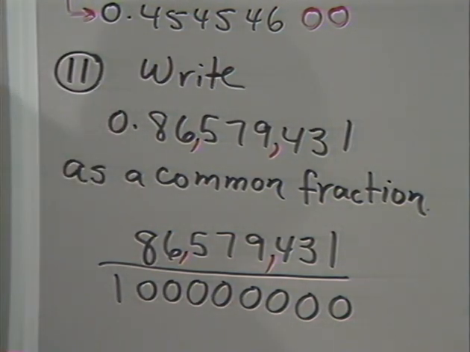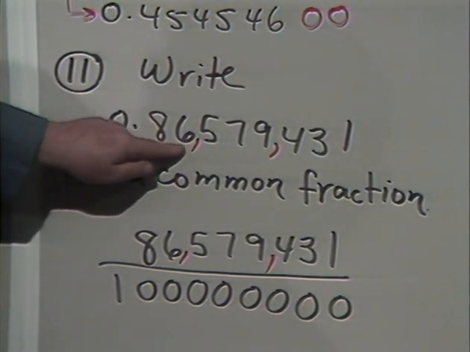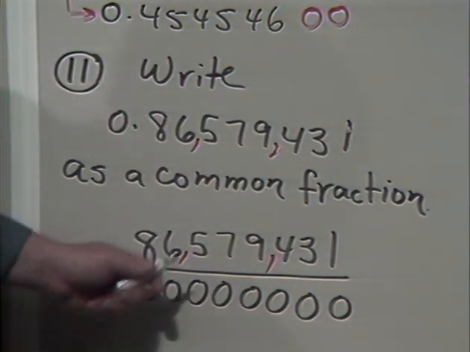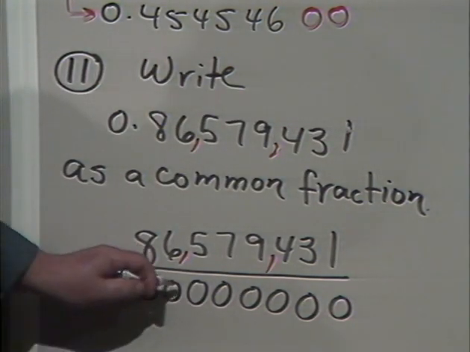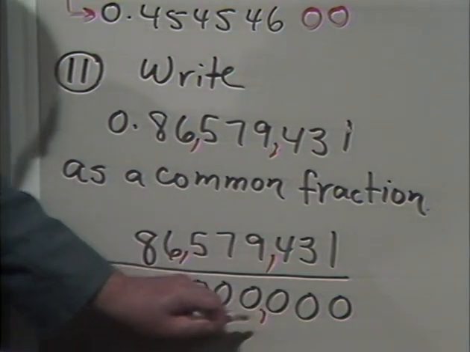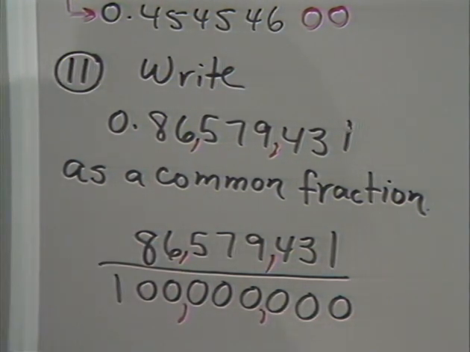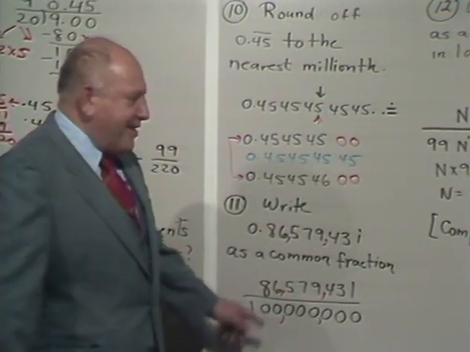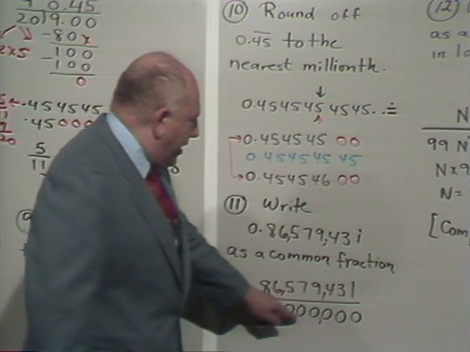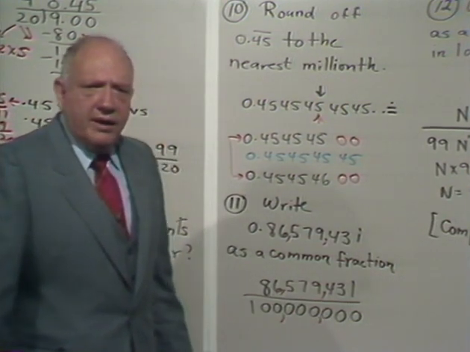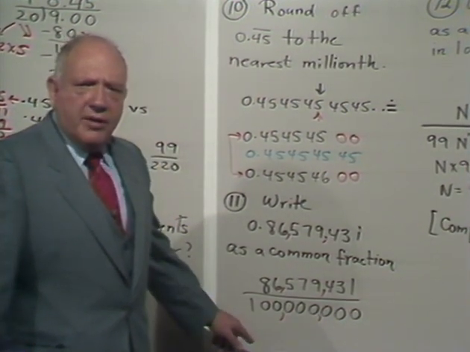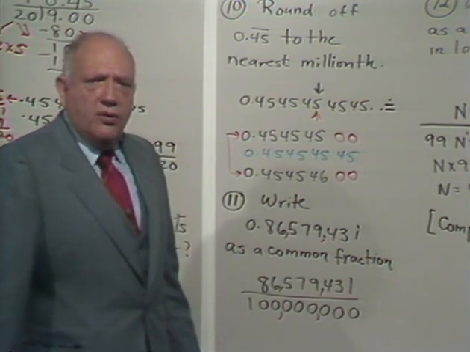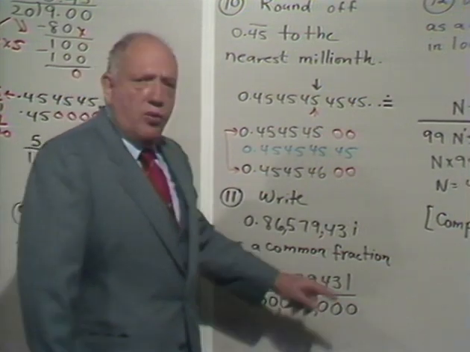Now, how many digits are there to the right of the decimal point? 1, 2, 3, 4, 5, 6, 7, 8. So my denominator is a 1 followed by 8 zeros. And there's the answer as a common fraction. And by the way, this can't be reduced. How do I know that? Because the only prime factors of the denominator are 2's and 5's, because the denominator is a power of 10. But this number is divisible by neither 2 nor 5 because it ends in a 1.